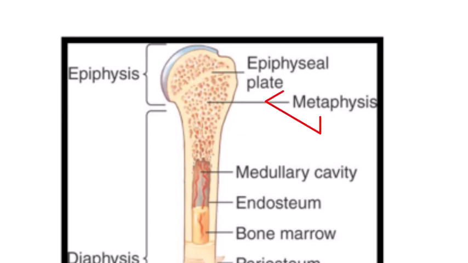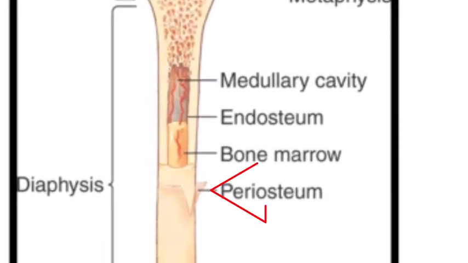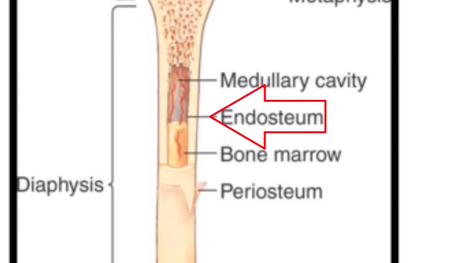Then we have the metaphysis. Meta means change, which is the area of both the epiphysis and the epiphyseal plate. Then we have the periosteum. Peri means surrounding. Then we have osteo, which means bone, and is our suffix for structure. The periosteum is the structure surrounding the bone, and the endosteum. Endo means within, which is the structure within the bone.